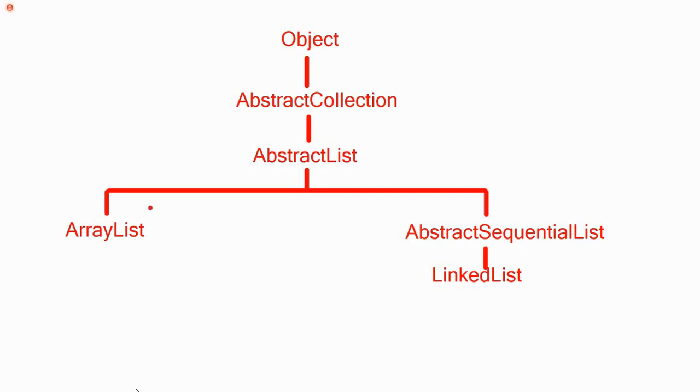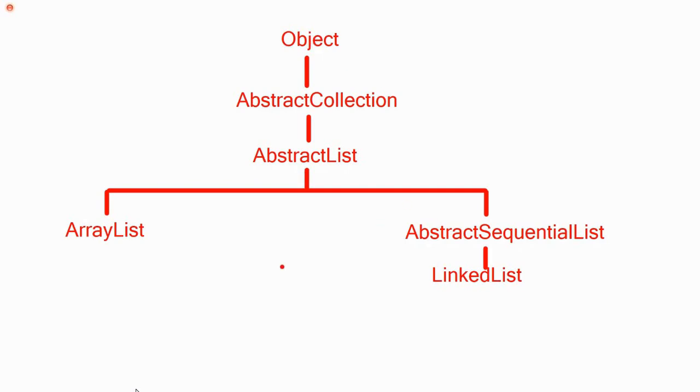Suppose you want to perform one operation on an array list. You will search for the method in ArrayList. If the method is not available, then where do you have to search? AbstractList. Here also not available. AbstractCollection. Here also not available. Object. That is the purpose of the hierarchy. Okay. Here also not available, then it is not possible.